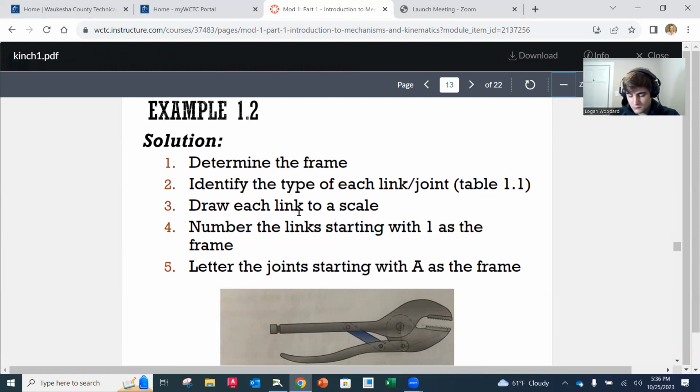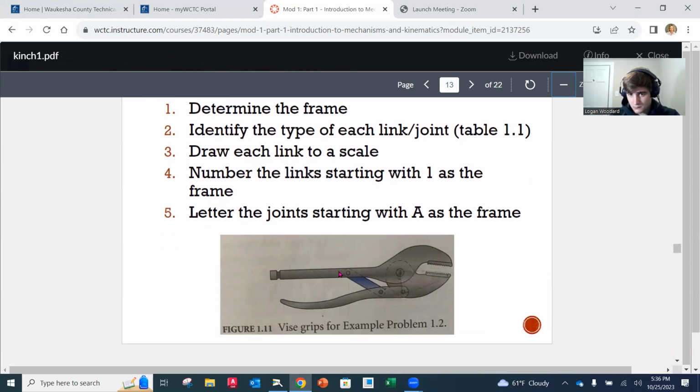Let's look at example 1.2. We're going to do that very same thing here, but this time we're going to be using a vice grips, okay? Vice grips. So as I mentioned earlier, when we look at that vice grips, there's not an obvious frame, okay? So when we have something like this, like a hand tool, we're going to grab one of the pieces and say, this is the frame. And the part that we're going to call the frame is going to be this top portion right here.